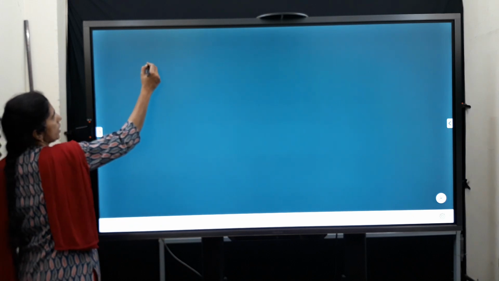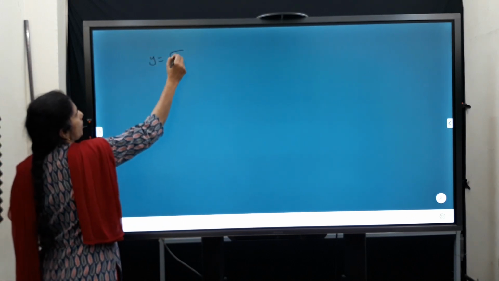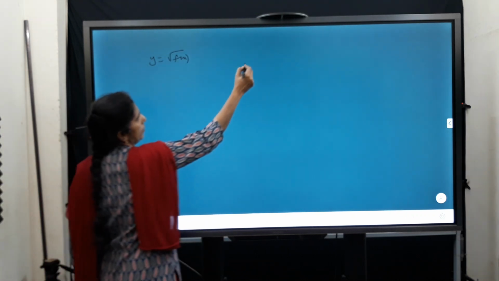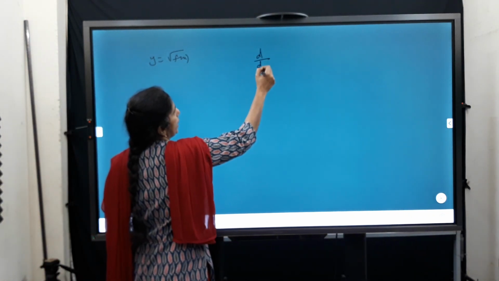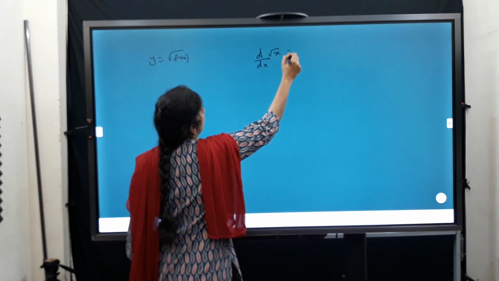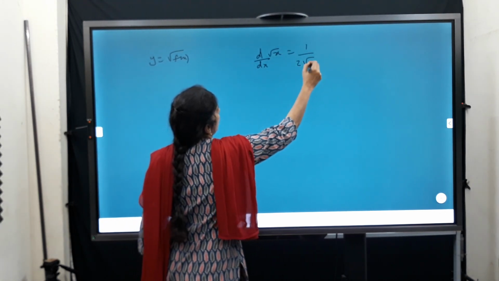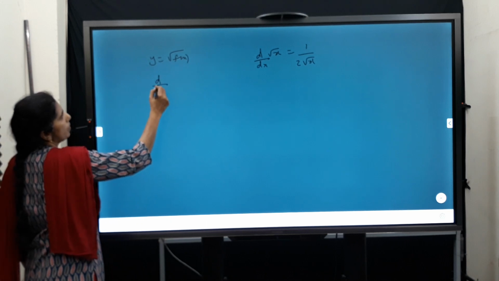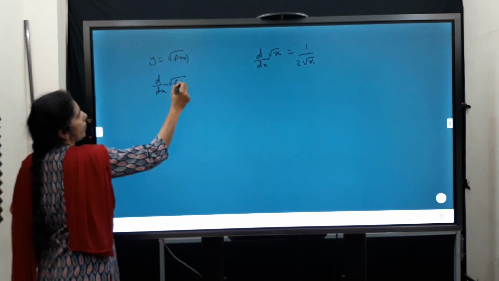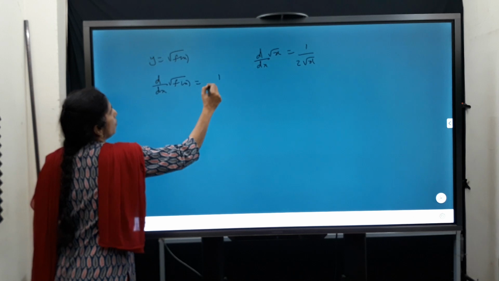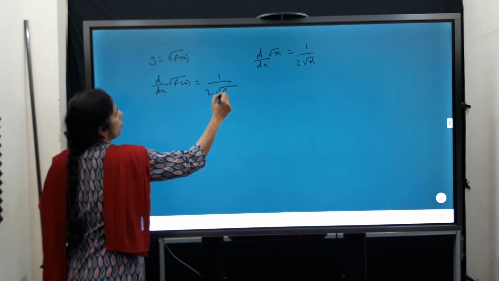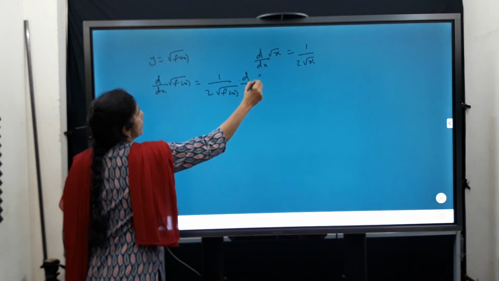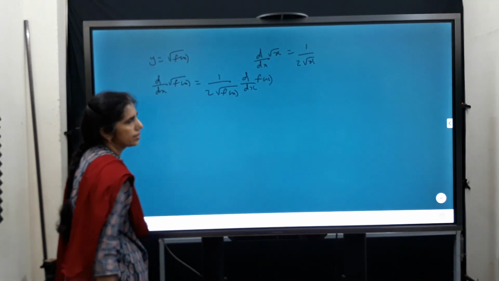Same way for the function y is equal to root of f of x also, there is a direct formula. We know that d by dx of root x equals 1 upon 2 root x. So d by dx of root of f of x equals 1 upon 2 root f of x into d by dx of f of x.